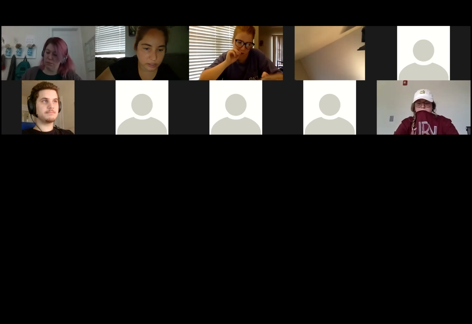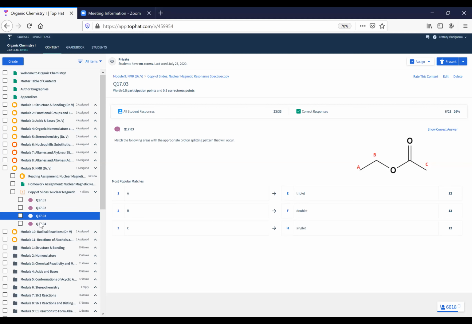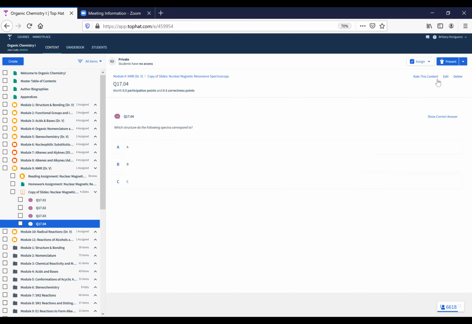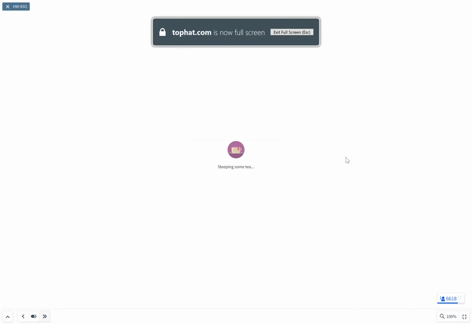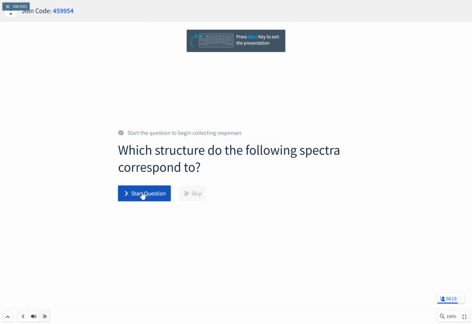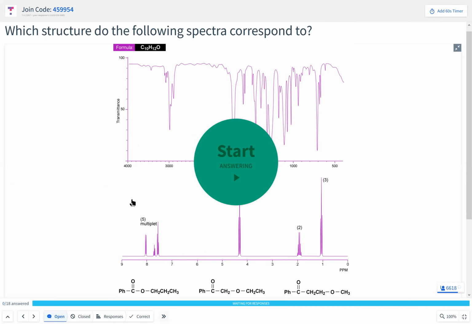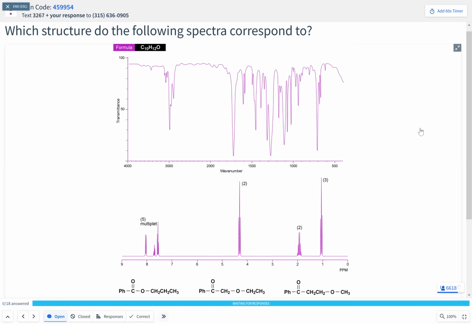Okay, so let's go to Top Hat and do one more question. This one is a little more complex, but I think with a little bit of effort, we can do this. Which structure do the following spectra most likely correspond to? So you're given an IR and you're given an NMR, and then you're given 3 structures below.